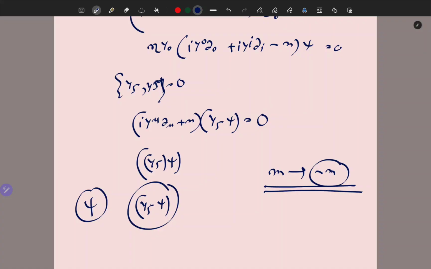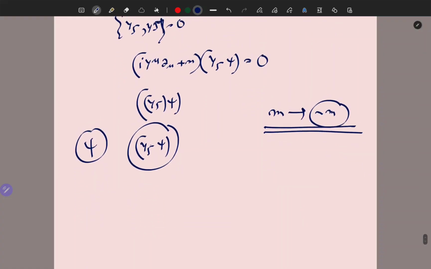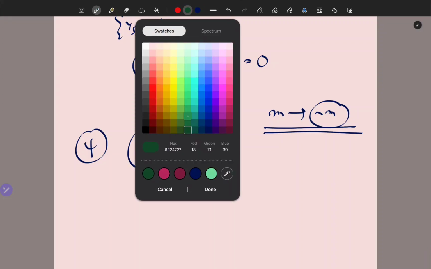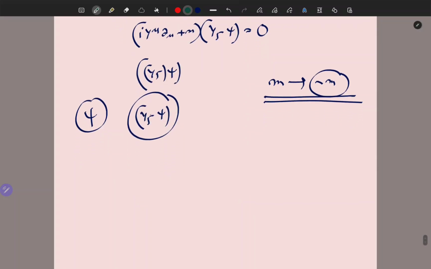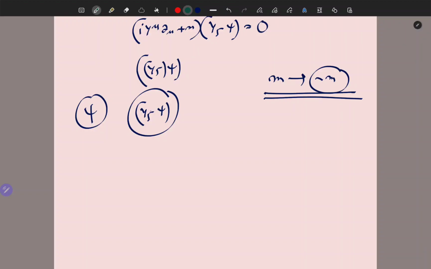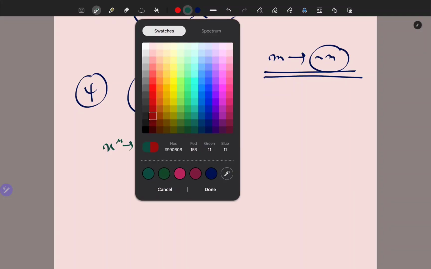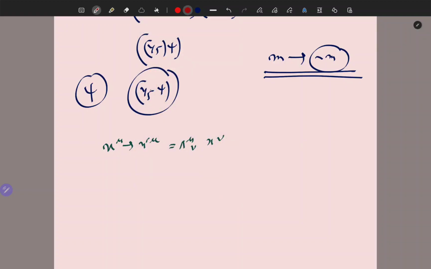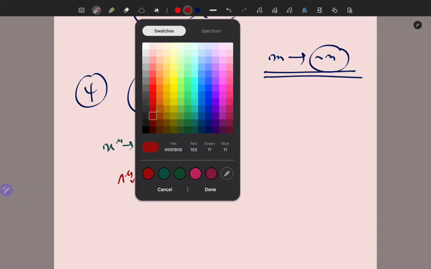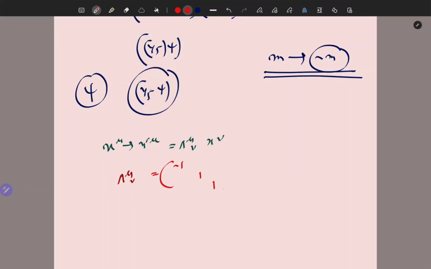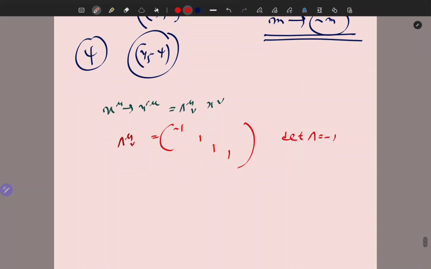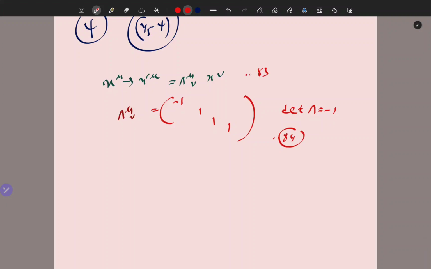The time reversal operation. The time reversal transformation, similar to the parity operation, is implemented by x'^μ = Λ^μ_ν x^ν, with Λ^μ_ν equal to diag(−1, 1, 1, 1), and determinant of Λ equal to −1. This is equation number 84, and this is equation number 83.